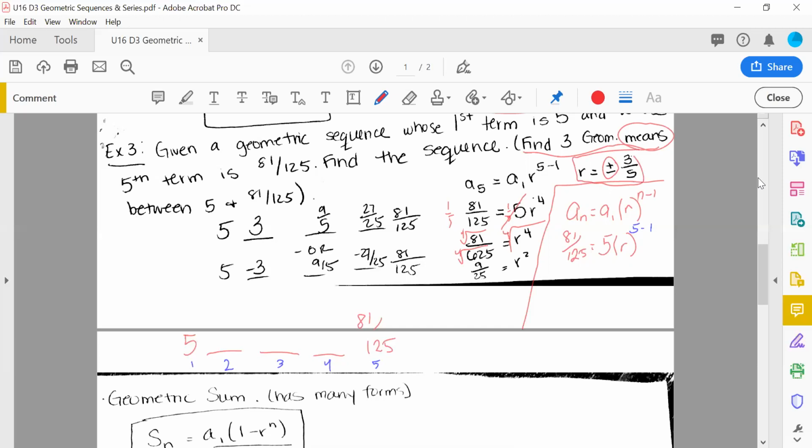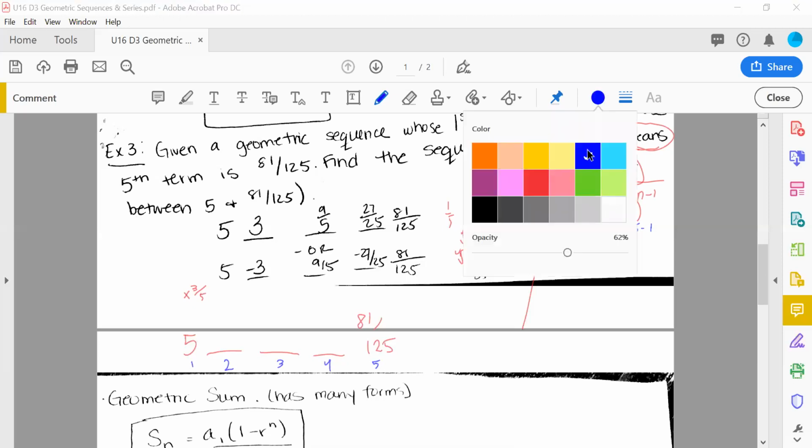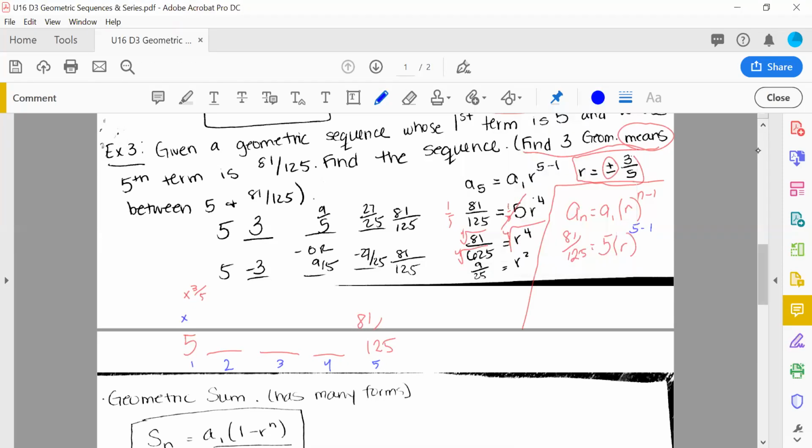Why? Think of when you are squaring something. What squared could give you 9? 3 times 3, but also -3 times -3. So what you need to do is you need to multiply by positive 3/5. Then you need to multiply by -3/5.